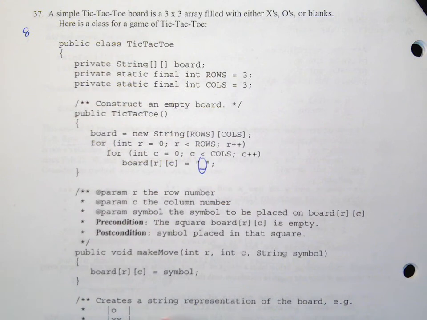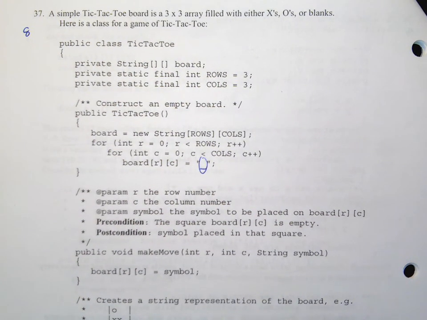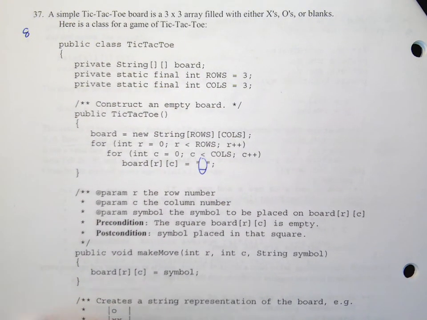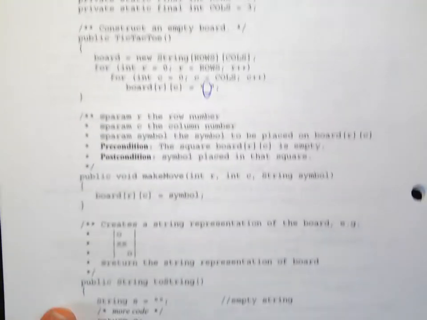Then it creates a string representation of the board. So this is like a toString, right? Oh yeah, there you go, toString, so that we can print it out and see what the status is so far.